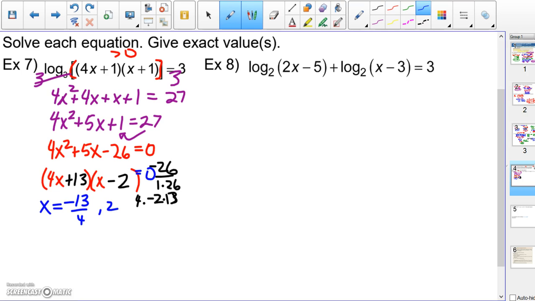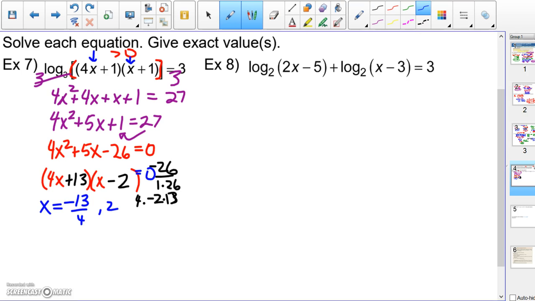We think. We still have to check those answers though. So one way to do it is just plug those numbers in for x and see if you get something that's greater than 0. If you think that's easier for you, then fine, do it. Plug those numbers in and see if you get something that's greater than 0. Another way of doing it is to look at the domain.